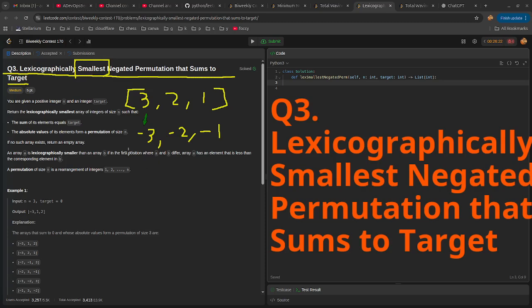In this way, we're going to find a permutation of the smallest one that sums to this target. But the only thing we have to be careful about is that there are going to be a few edge cases. So the first one, if the target is too large or too small, then it is impossible.